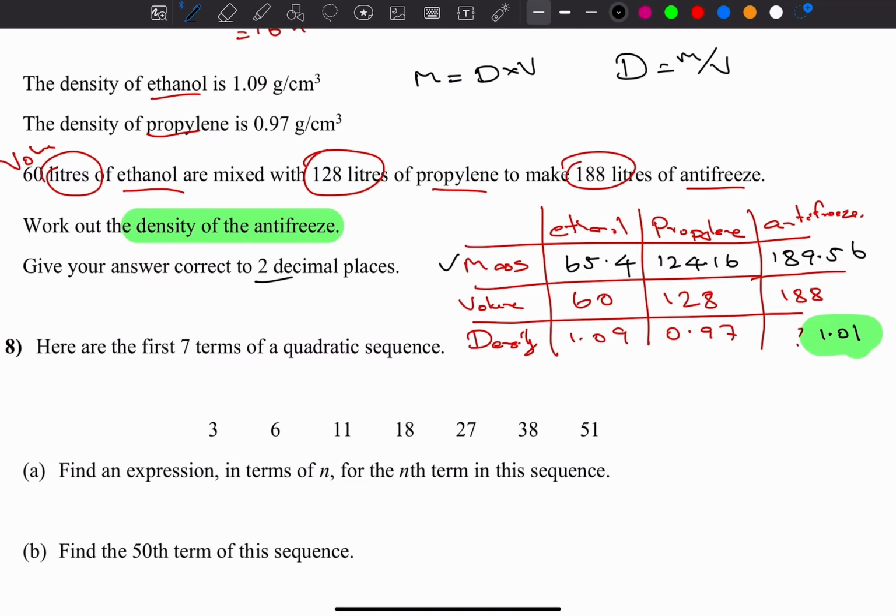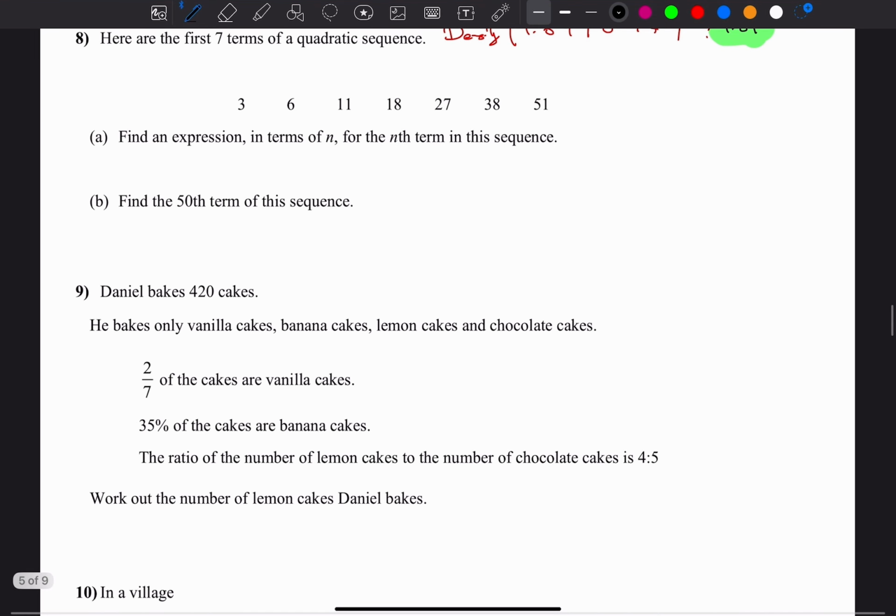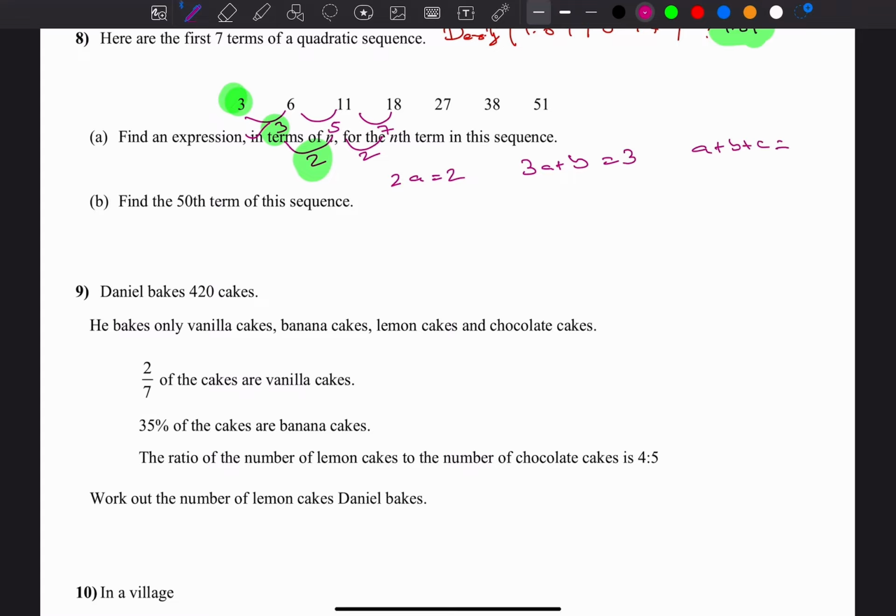Okay. Good. Next one, you got a quadratic sequence here. You want the nth term on that quadratic sequence. Okay. Here to here is 3. Here to here is 5. That's 7. There to there is 2. That's 2. So the numbers you're looking for is that. Okay. So the formula would be 2a is 2. 3a plus b is this 3. And then a plus b plus c is that number.